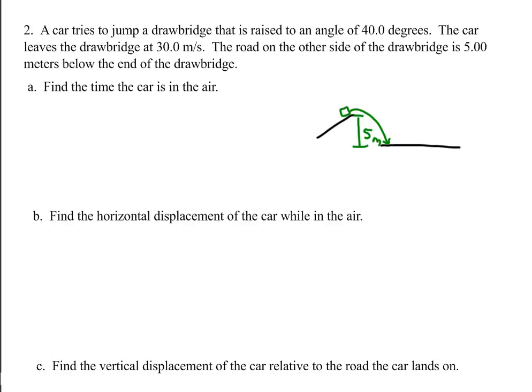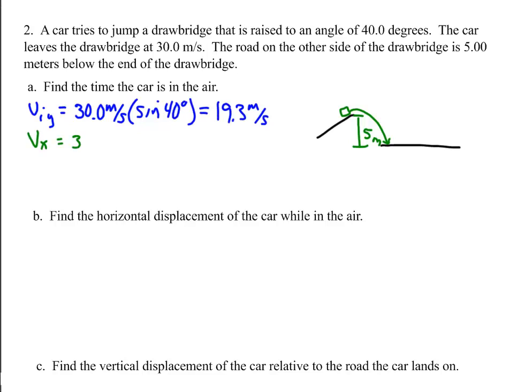As we did before, we probably want to find the vertical and the horizontal components of our initial velocity. So let's start with that. Vertical component, I have 30 meters per second times the sine of 40 degrees. I get 19.3 meters per second. My horizontal component of velocity is going to be 30 meters per second times the cosine of 40 degrees, and I get 23 meters per second.